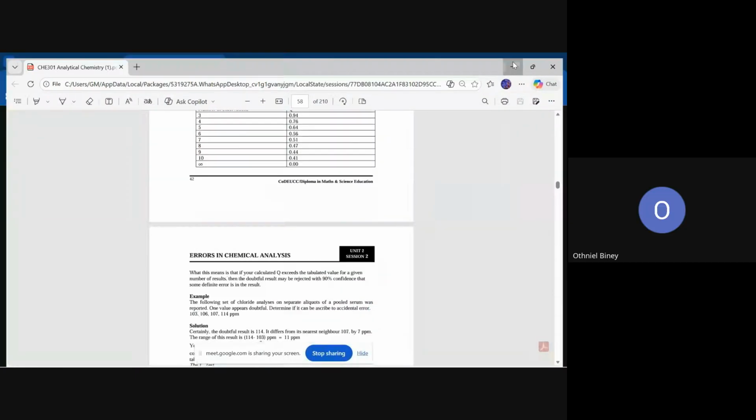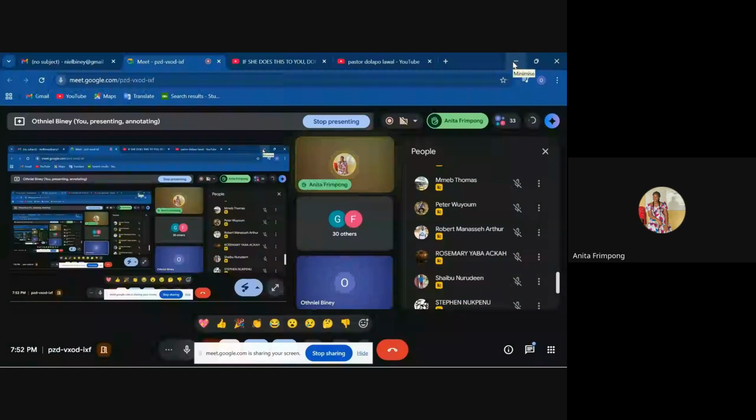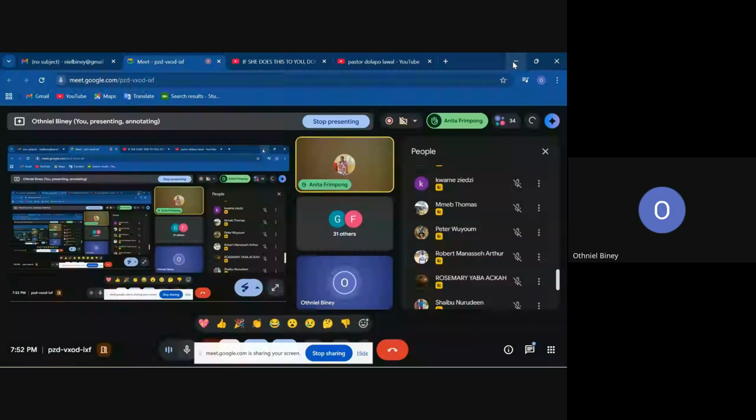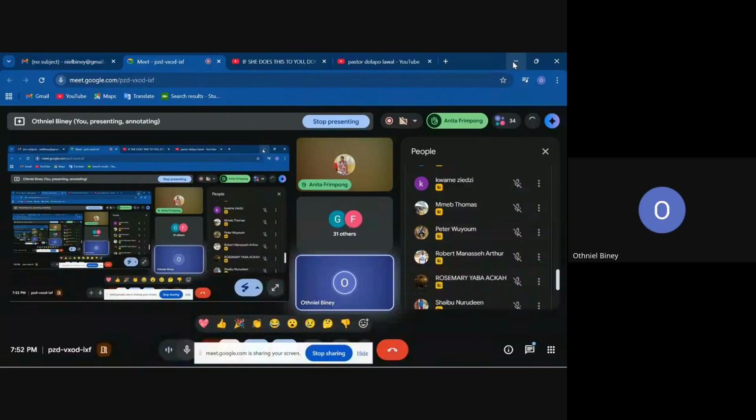So it means this test is calculated for us to determine whether an experiment should be accepted. Is that what it means? Yes, a particular value in an experiment should be accepted, based on precision and accuracy. Do you get it?